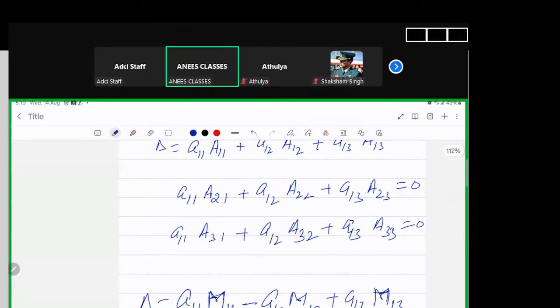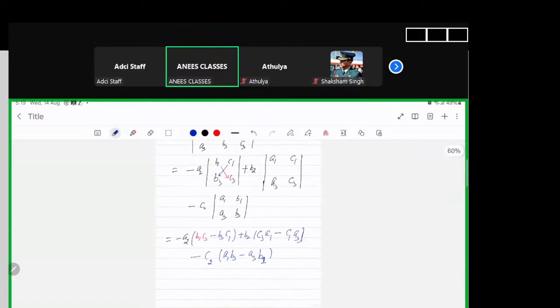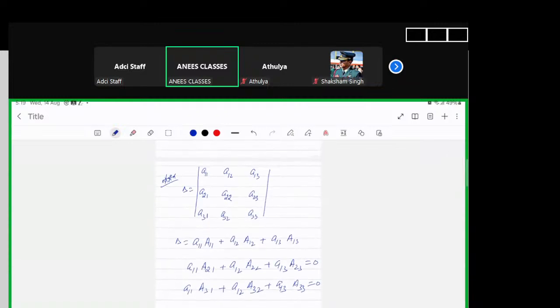Right. So we have done expansion of determinants, with important points which you will generally be asked in your examination in a statement based question.